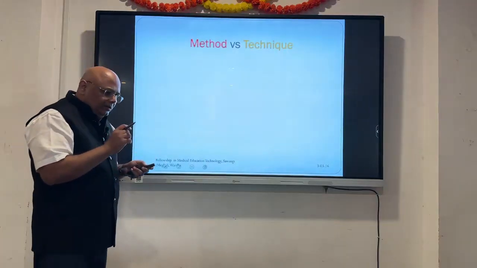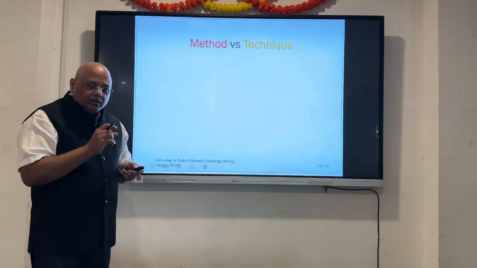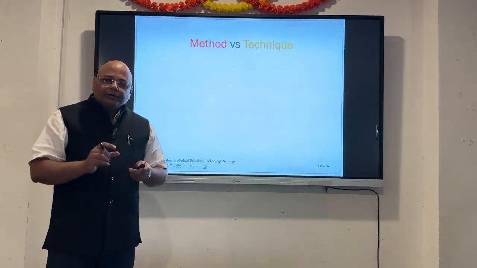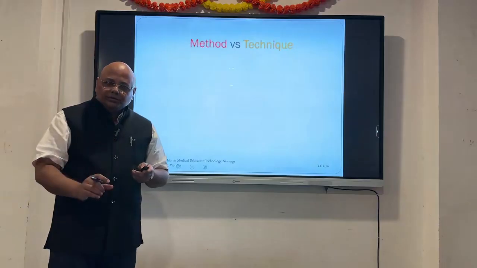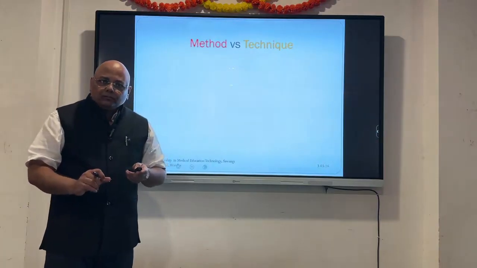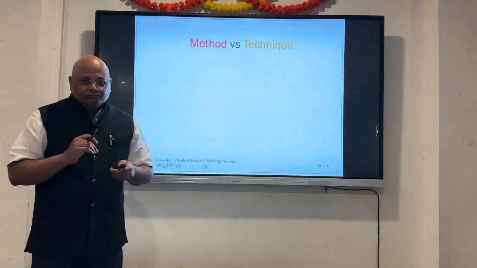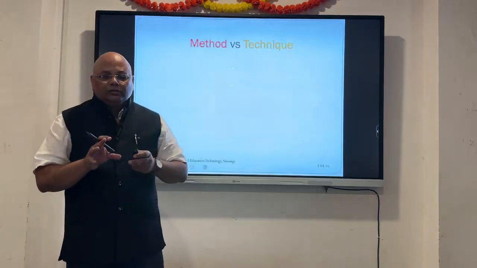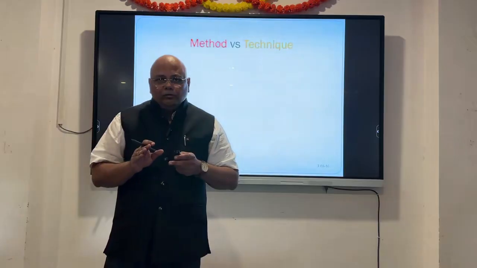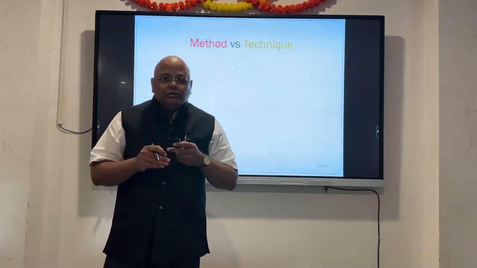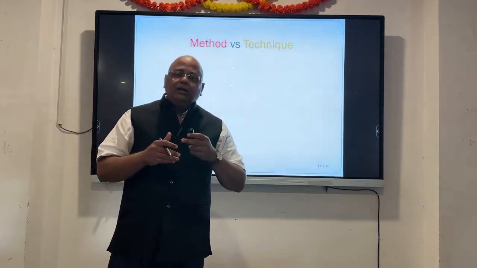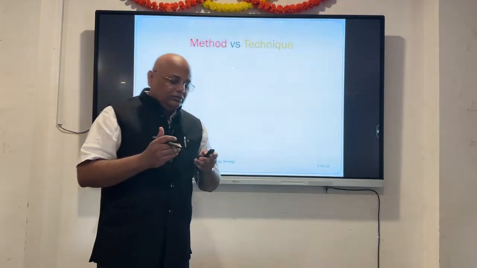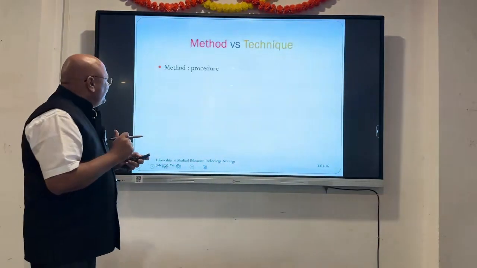Now let us see the difference between method and technique. These are two words many a time used synonymously, but they are not. Data collection methods, we say. A method is a methodology, a technicality, the steps which are to be followed. But when the methodology is done again and again, you develop a kind of technique. To understand it, we will have an example.